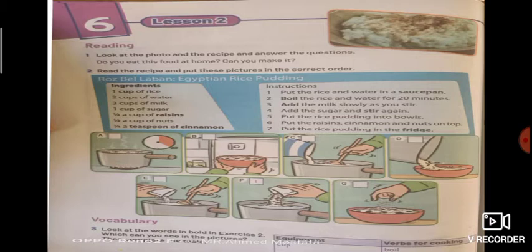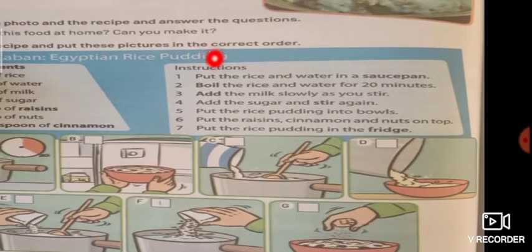Rose bi laban, Egyptian rice pudding. Now let's read these ingredients. Ingredients of rose bi laban: one cup of rice, 2 cups of water, 3 cups of milk, 1 cup of sugar, 1/4 cup of raisins, 1/4 cup of nuts, 1/4 teaspoon of cinnamon.